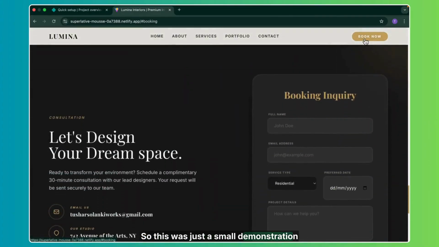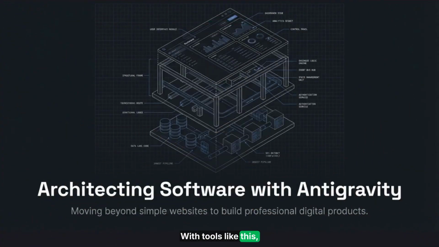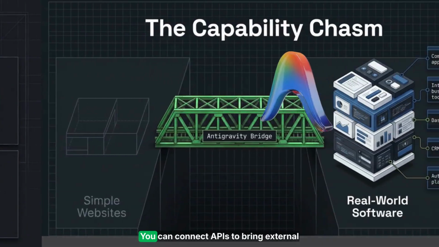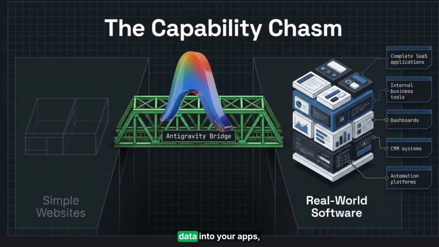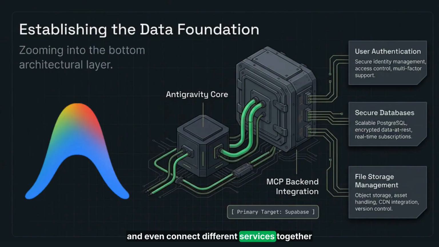So this was just a small demonstration of what you can actually build using Antigravity. With tools like this, you are not limited to simple websites. You can build complete SaaS applications, internal business tools, dashboards, CRM systems, automation platforms, and many other types of real-world software. You can connect APIs to bring external data into your apps, integrate MCP backends like Supabase to handle authentication, databases, and storage, and even connect different services together to create powerful workflows.